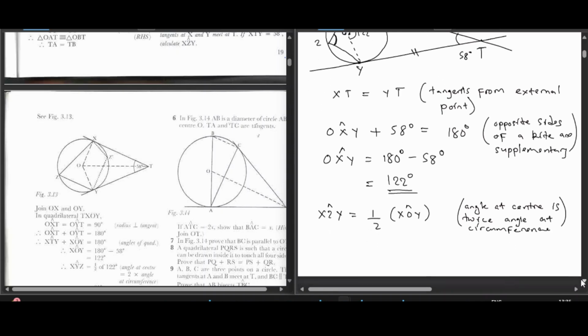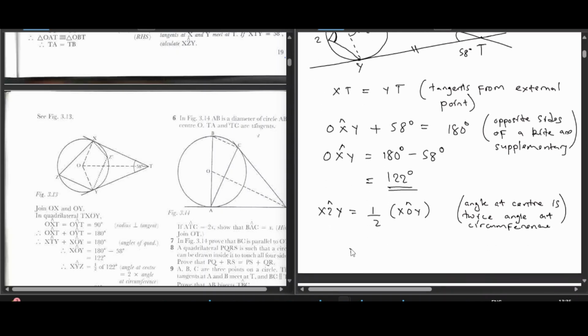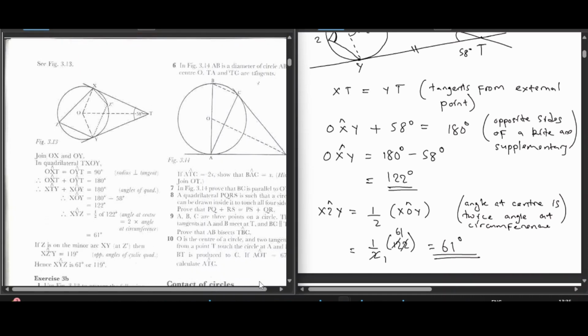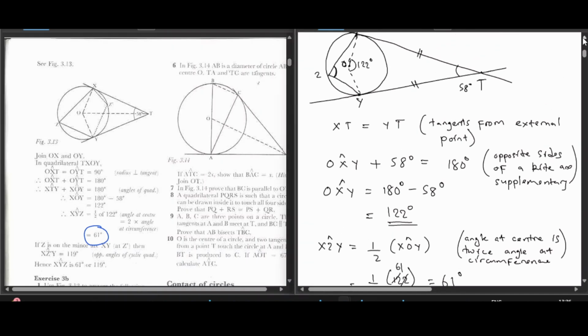So if this is what we want, this is going to be equal to half of 122. What is it? Half of 122 is 61 degrees. So the answer is 61 degrees, as you can evidently see here. So this one is 61 degrees.